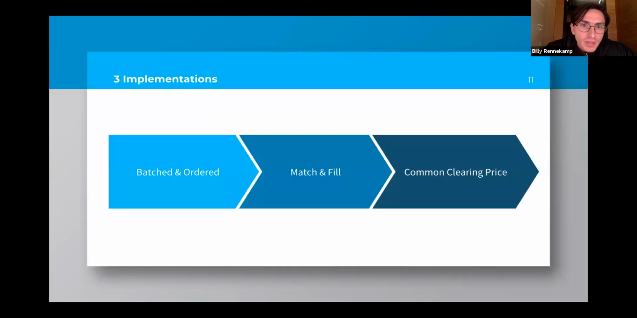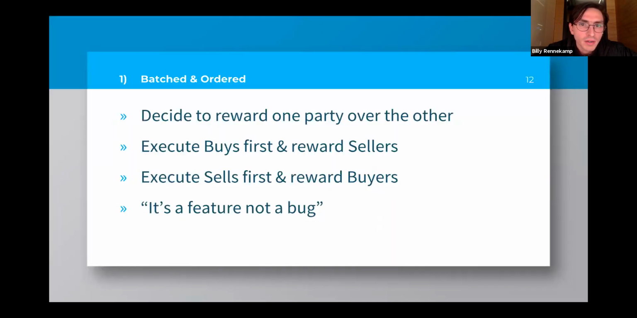The 3 that I've outlined so far, I was mentioning before, calling them batched and ordered, match and fill, and common clearing price. So batched and ordered is kind of the least sophisticated. You decide basically beforehand that there's going to be one group of participants who are going to be rewarded over the others.